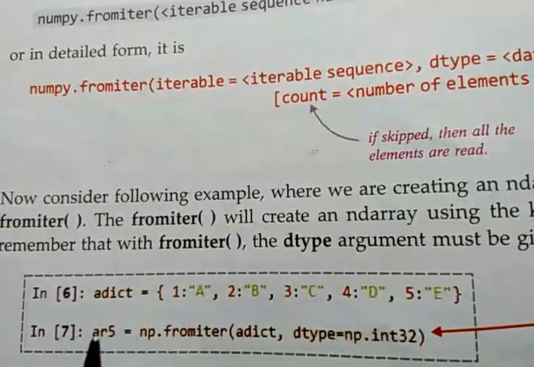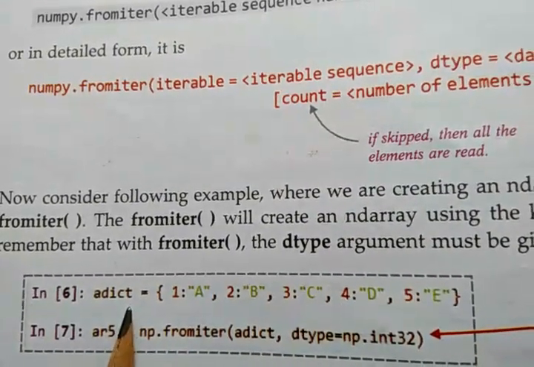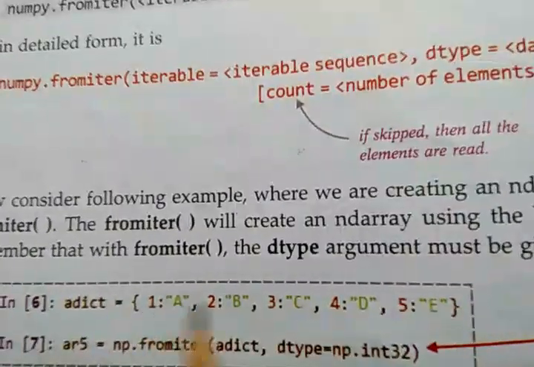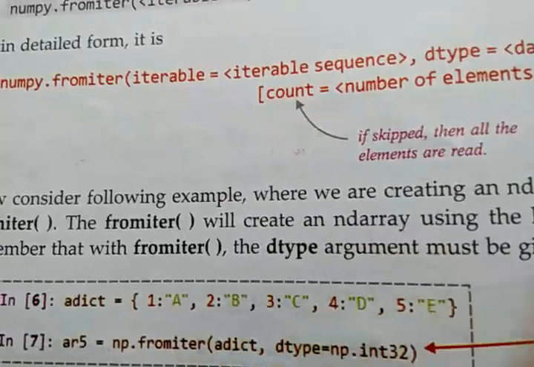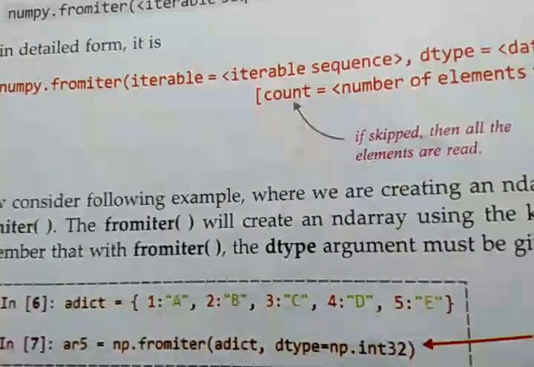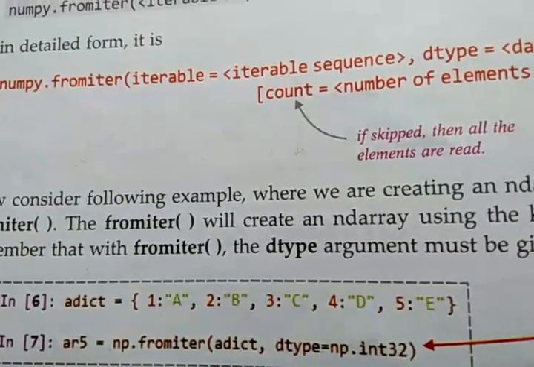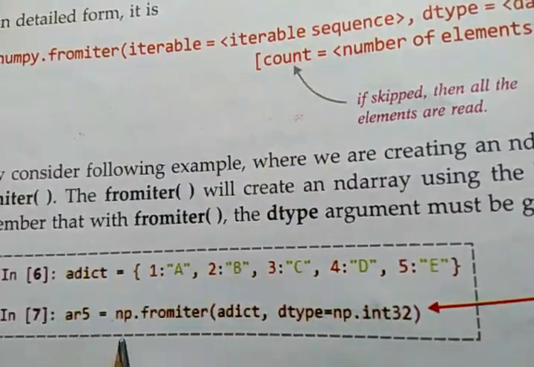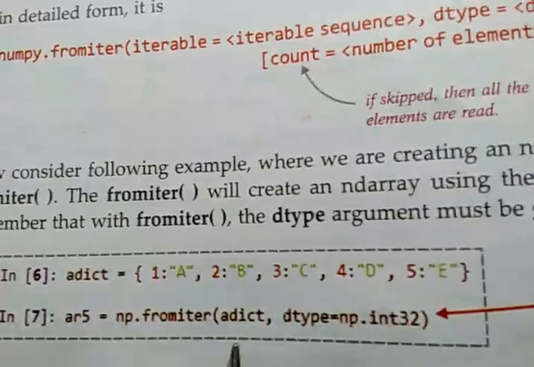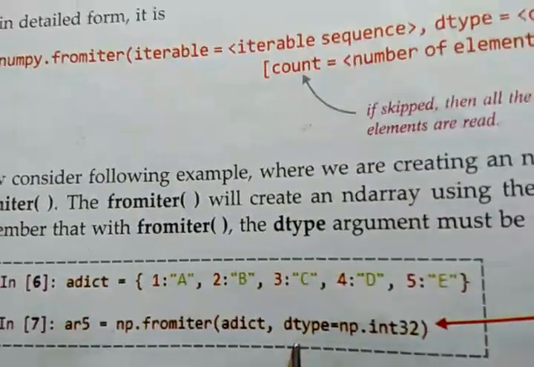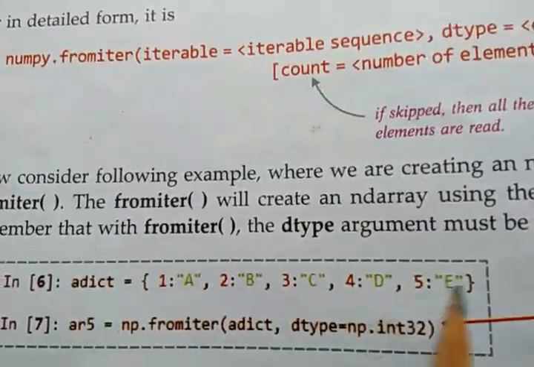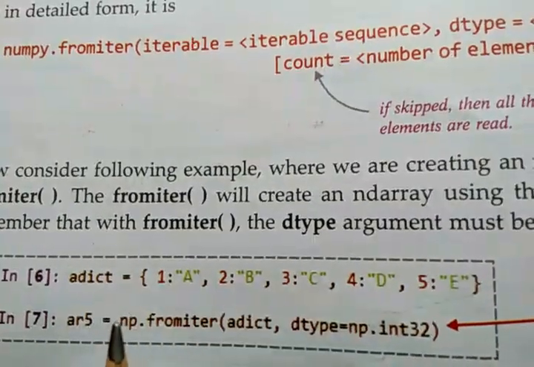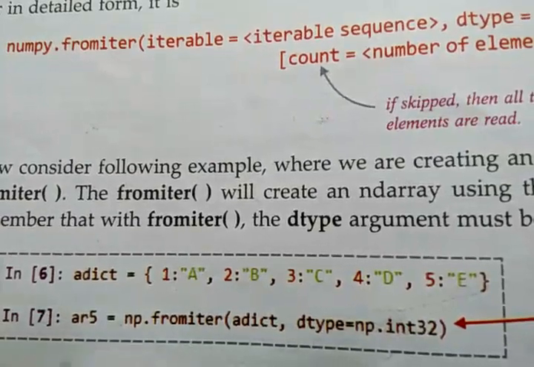Let's understand this with the help of one example. Suppose this is a dictionary, in which the keys are 1, 2, 3, 4, 5, and the values. There are two categories in this dictionary: one is numeric and the second is non-numeric. Here we are creating an array with the help of the fromiter function from the dictionary. We are taking the integer data type, so this will extract all the integer values from this dictionary and store them in array5.